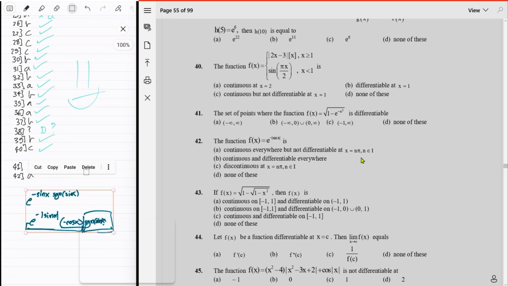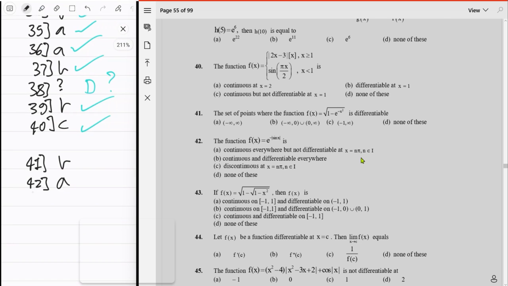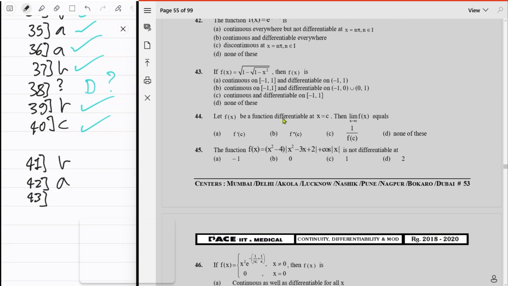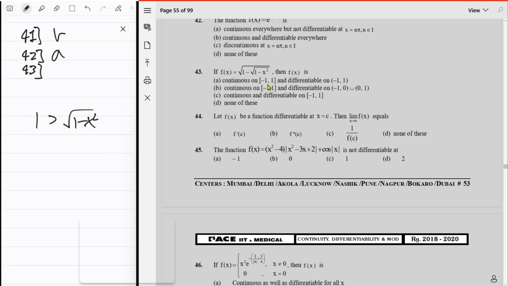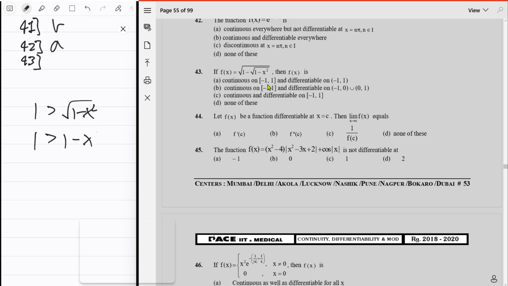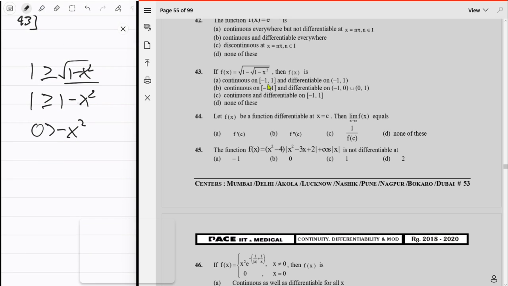43. 43 is, if f is this thing, then f is the square root of 1 minus the square root of 1 minus x squared. Okay, so first of all, its domain, right? So what should happen is that 1 should be bigger than the square root of 1 minus x squared, which of course means 1 is bigger than 1 minus x squared. So 0 is bigger than negative x squared, which obviously happens by itself. It should actually be bigger than or equal to, but then whatever. And of course, 1 minus x squared should be bigger than 0.